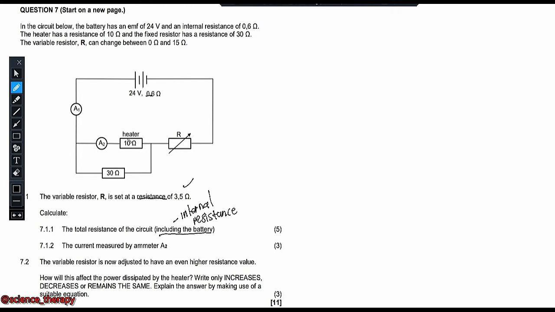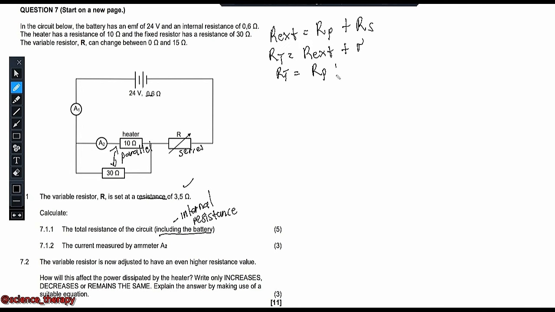We already know that the 10 ohm here and the 30 ohm, they are connected in parallel, right? And the variable resistor here is the one that is connected in series, right? So obviously we know that to calculate the R external, we simply say the resistance of the parallel plus the resistance of the series. But then the R total will have to be the R external plus the internal resistance. So in other words, to find the R total, we have to say the resistance of the parallel plus the resistance of the series plus the internal resistance.